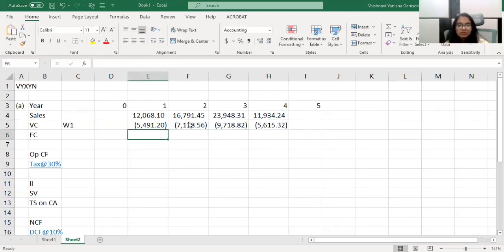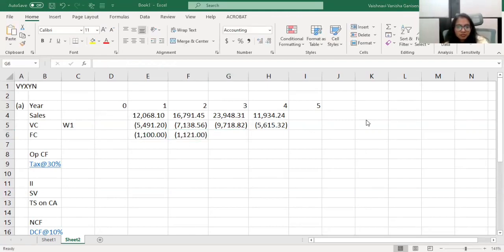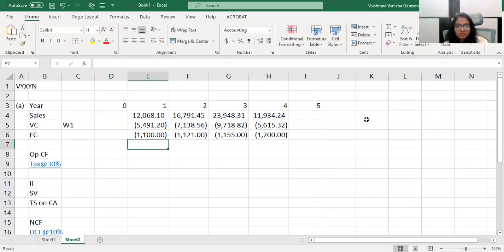Okay. Fixed cost was already given in the question. The amount of fixed cost is negative 1100, negative 1121, negative 1155, and negative 1200.